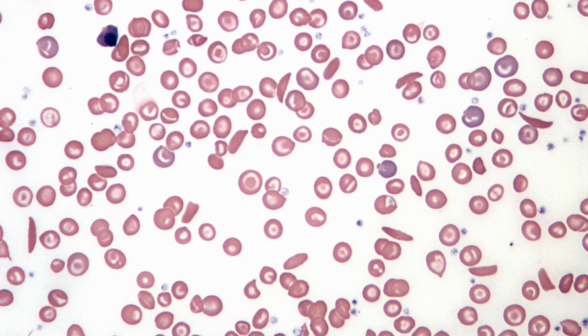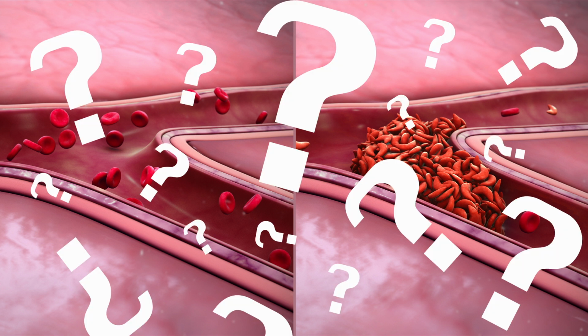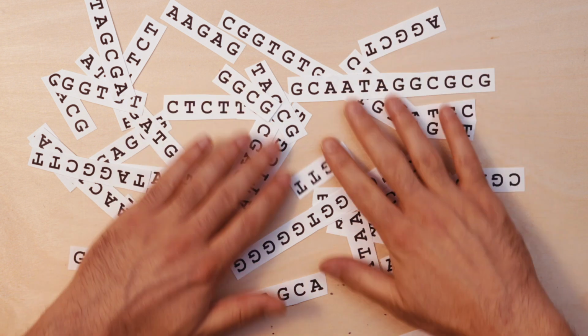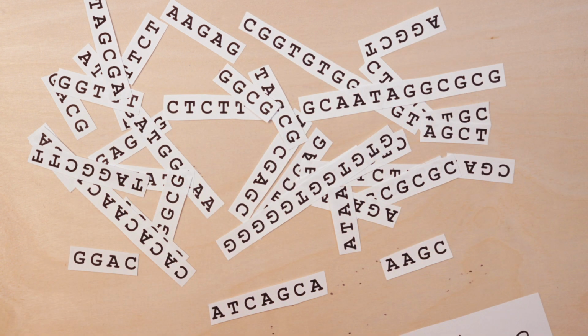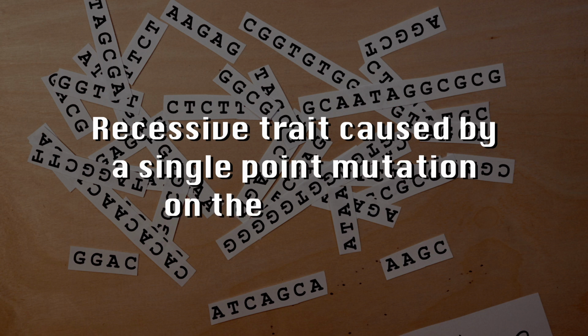Sickle cell disease is when your red blood cells aren't nice little round circles, but long and brittle. Kind of like a sickle. This causes all sorts of problems like anemia and bouts of intense pain. But what is sickle cell disease? Like, what's actually causing it? Well, it turns out sickle cell disease is really interesting in the world of DNA because it's a recessive trait caused by a single point mutation on the HBB gene.